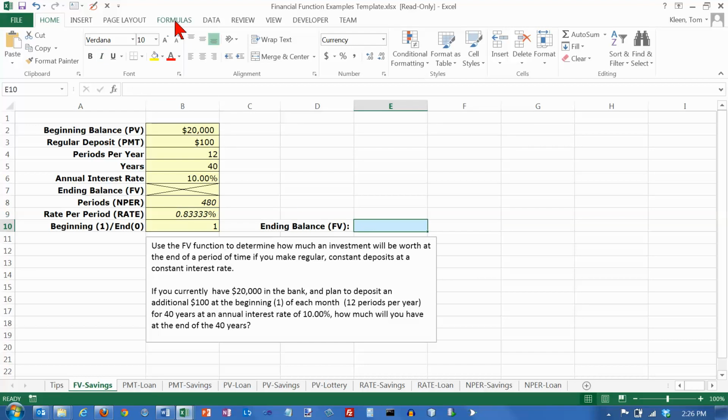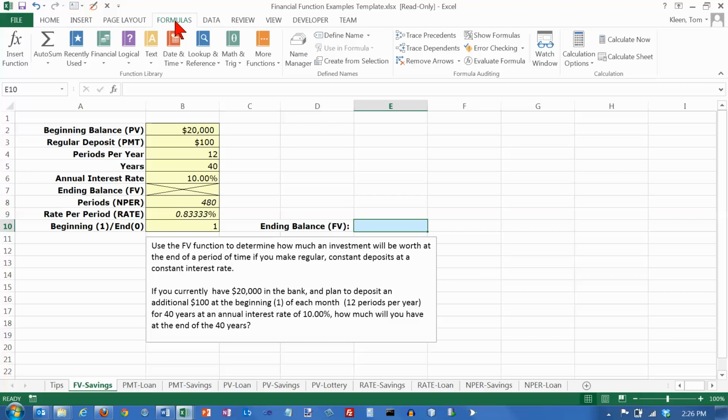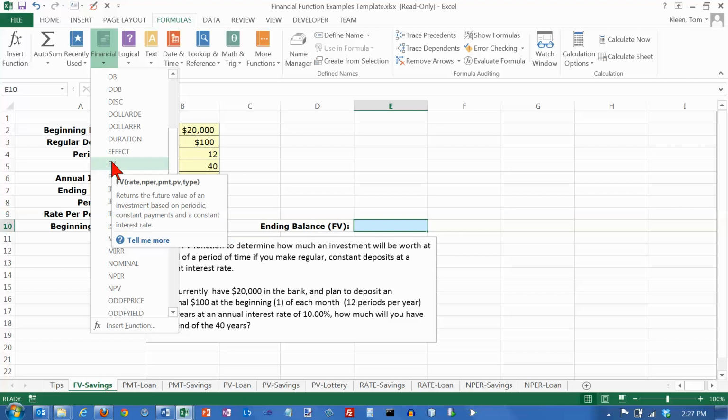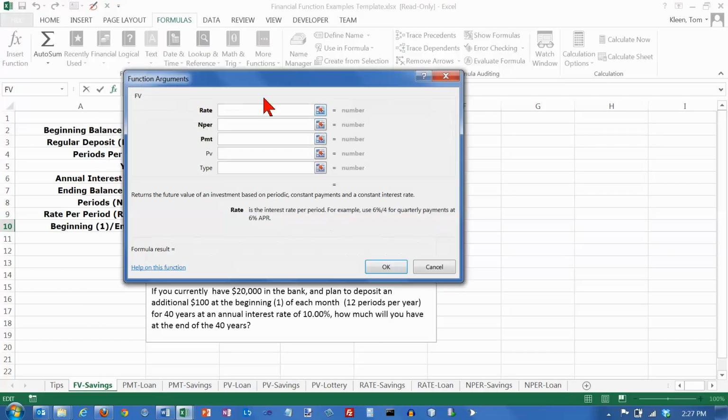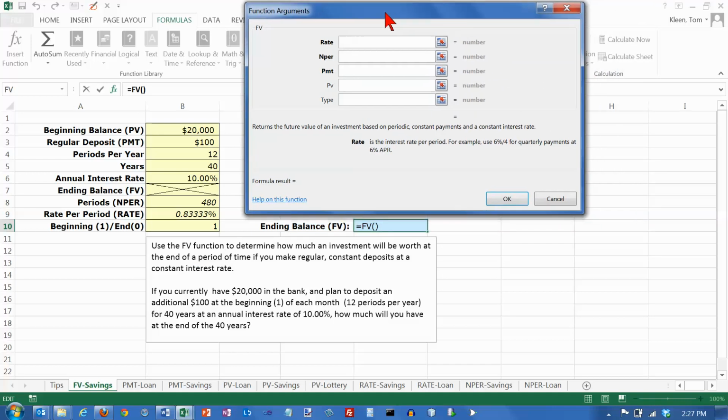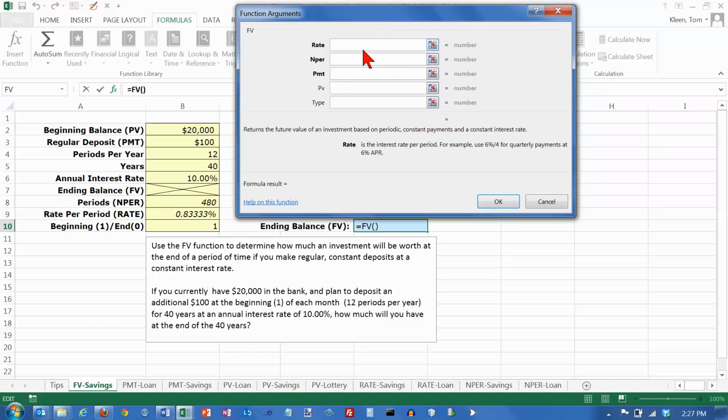And you can get at all of the functions on here by clicking on the Formulas tab. And in the Function Library group, click on the green Financial book and click on the down arrow, and you'll see a list of all of the functions alphabetically. And we want FV, which is future value. And it comes up with a list of function arguments for us, and all we have to do is fill in the blank.